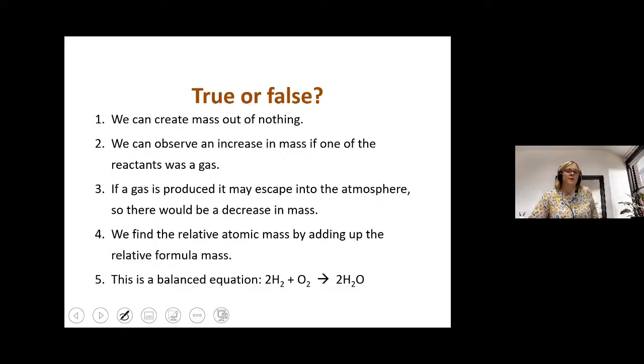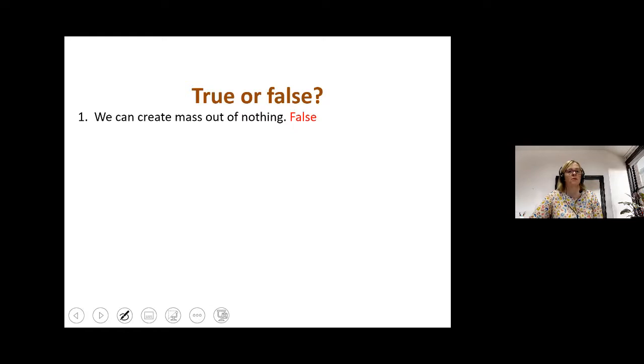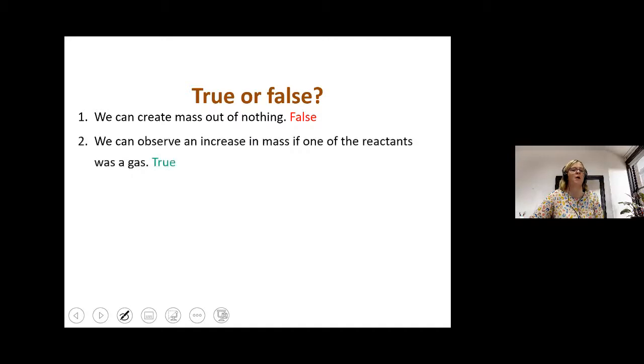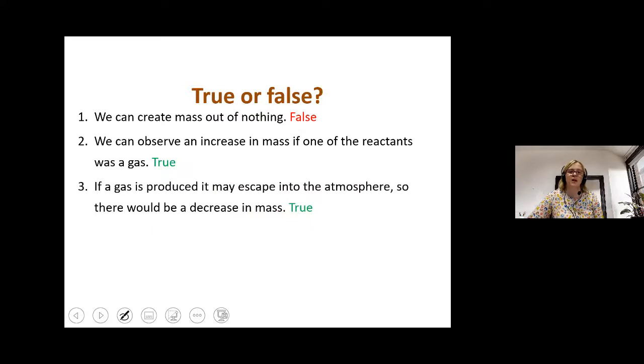So there are true or false questions there. Can we create mass out of nothing? Truth is, no, you can't. You have to have conservation of mass, so what you start with is what you end up with. We can observe an increase in mass if one of the reactants was a gas. Well, that is true, because what it will do is absorb it from the atmosphere, which we did not initially weigh. So that's a true statement. If a gas is produced, it may escape into the atmosphere, so there would be a decrease in mass. Yes, if you are producing a gas and it bubbles away, you will mysteriously think that you are losing mass, but it's not being lost. It's just going into the atmosphere. So it would appear that the mass vanishes.